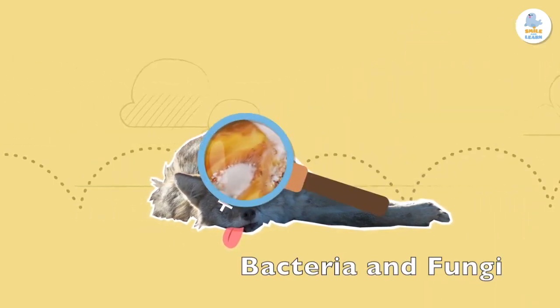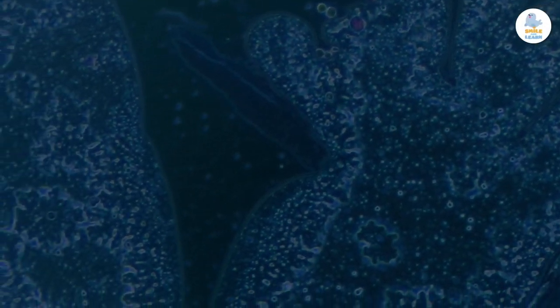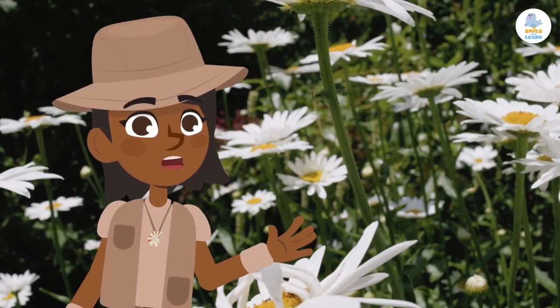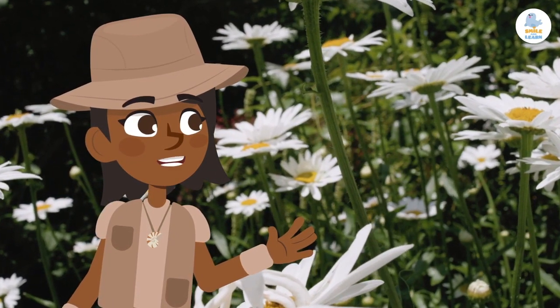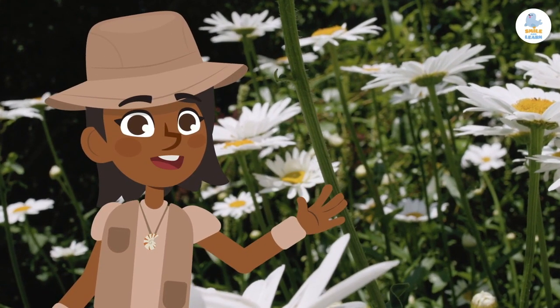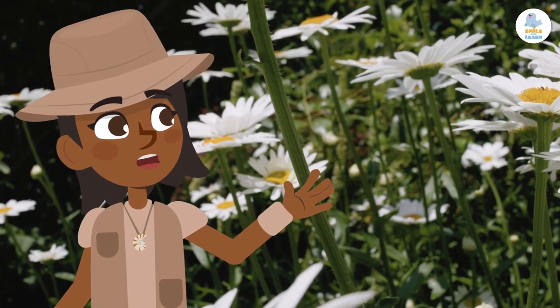Now it's time for the bacteria and fungi to do their job. We can't see them, but they're everywhere. They will eat the coyote's body. When they do so, they turn the coyote into nutrients that the plants can use to make their own food. Amazing, right? And so the food chain starts again.